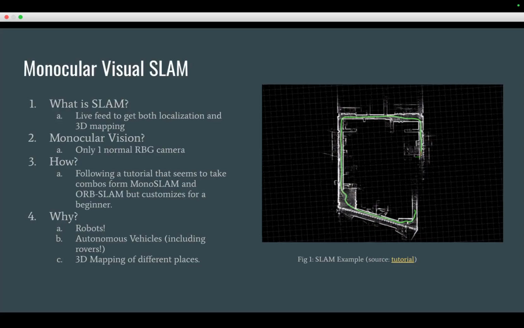So I did this following a tutorial on OpenCV. The link is in the references throughout. This combines the Mono SLAM paper and ORB-SLAM, but customizes it to be focused on a beginner. So Monocular Visual SLAM is a more simplistic way of doing it, which is nice when you're a beginner, but the overall reason for Visual SLAM can be robots, autonomous vehicles, including things like a moon or a Mars rover, and 3D mapping of different places. You see this a lot with LiDAR and other sensors and stereo, where the monocular vision is a little bit more simplistic, but does have some downsides.